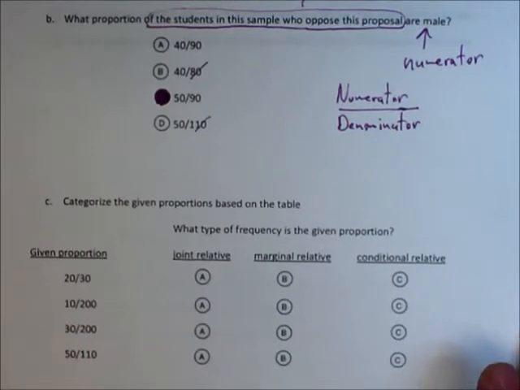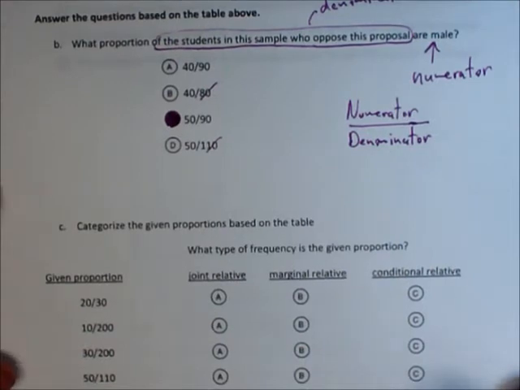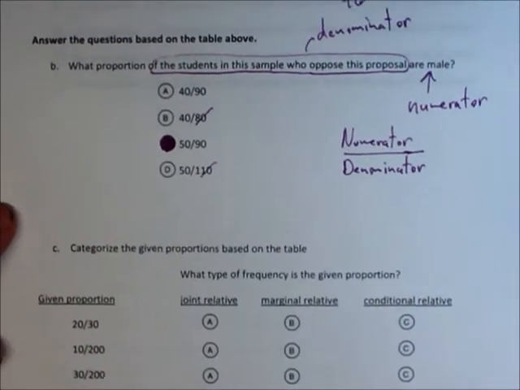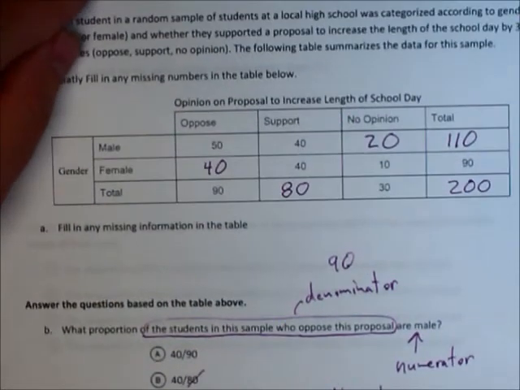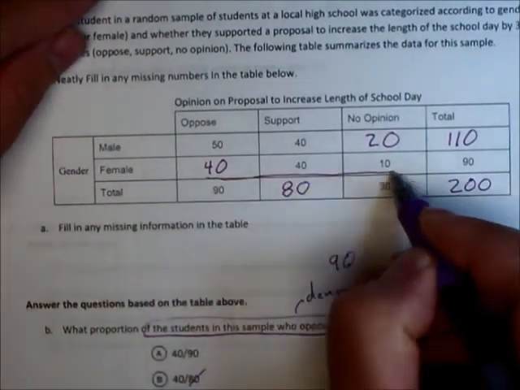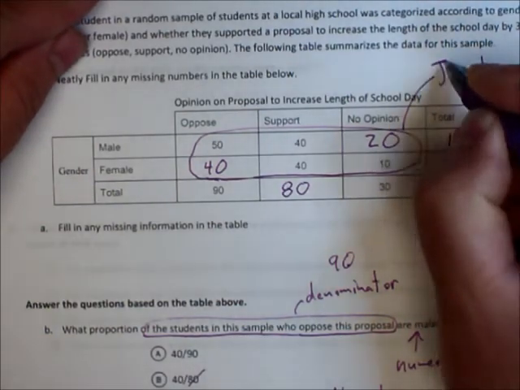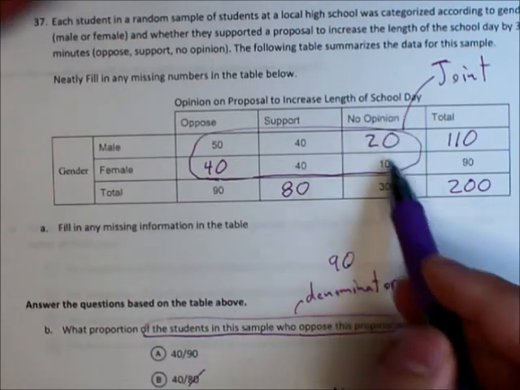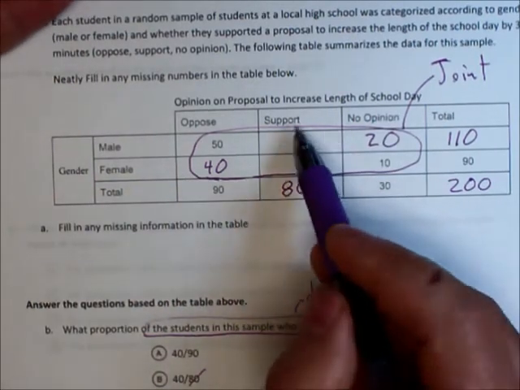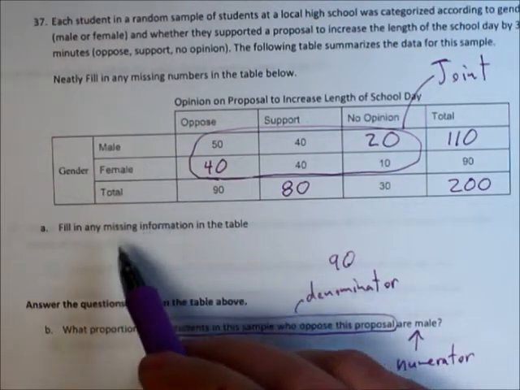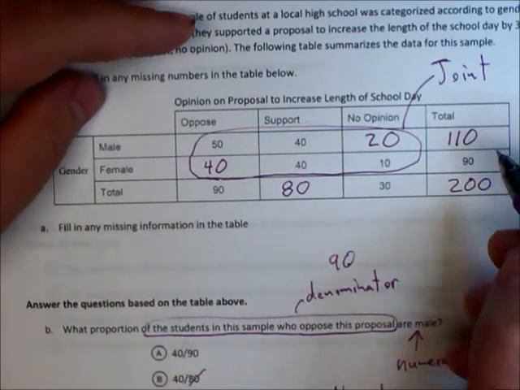This is kind of a guess as to whether I really don't think they're going to expect you to know what these mean, but just in case, it doesn't hurt to have some familiarity with it. So a joint relative frequency, remember the values in here, these are called joint frequencies. The reason they're called joint frequencies is because they join two options, like they join whether you oppose, support, or have no opinion with whether you're male or female, to bring together, join. So these are joint frequencies.